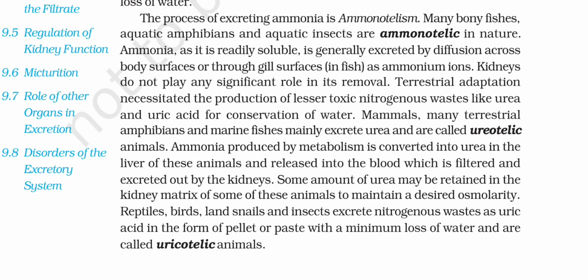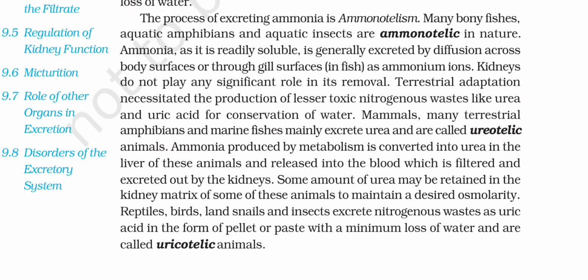Terrestrial adaptation necessitated the production of less toxic nitrogenous wastes like urea and uric acid for conservation of water. Mammals, many terrestrial amphibians, and marine fish mainly excrete urea and are called ureotelic animals. Ammonia produced by metabolism is converted into urea in the liver of these animals and released into the blood, which is filtered and excreted out by the kidneys.